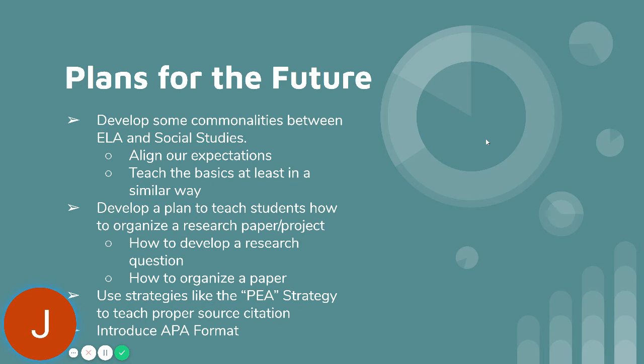And then we have to use strategies like the PEA strategy, maybe the ACE strategy, Sprite, all of that stuff we could use to try and teach them how to properly use a source, cite a source, and actually understand that process and not just plug it in to get the grade. And the final thing that we should do is introduce APA format, because once they get out of high school, if they go into the real world, they might not use APA format or anything, but if they go to college, especially grad school, they're probably going to use APA instead of MLA.